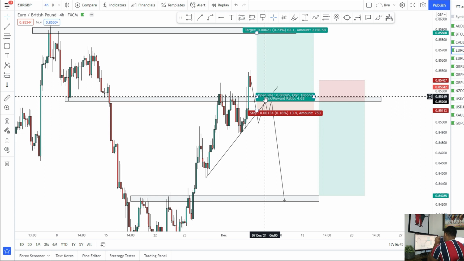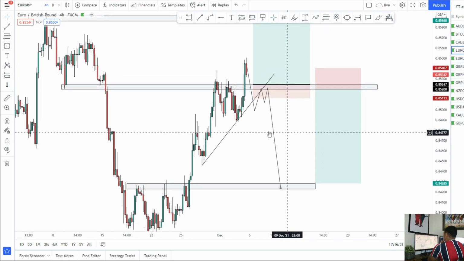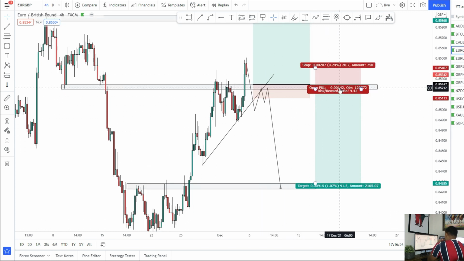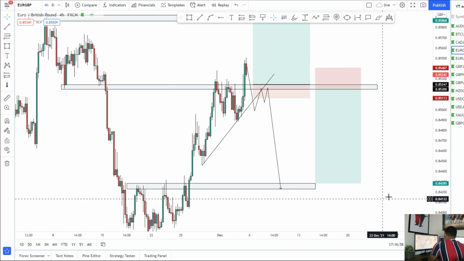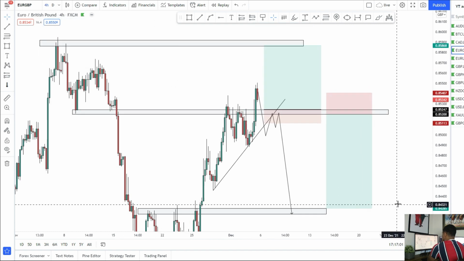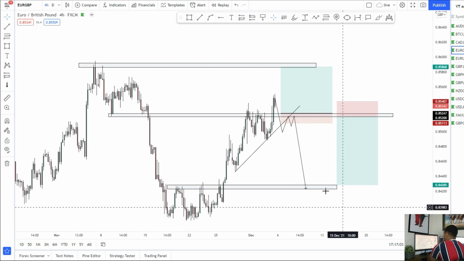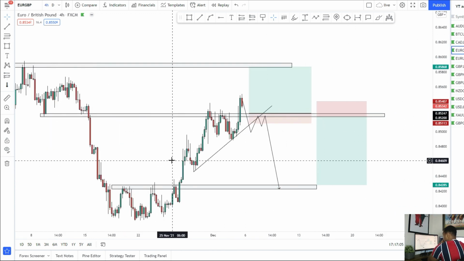Looking for buys if we break and retest 0.85 to 40. But if we do break below, break through that trend line, retest, we'll look for sells from 0.85 40 back down to 0.84 80. So that's the plan for next week for Euro Pound. Just play off that level, see what price does.